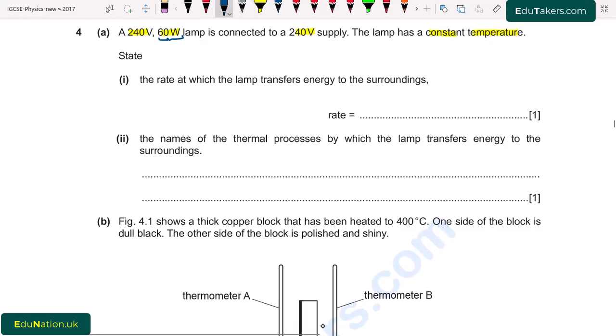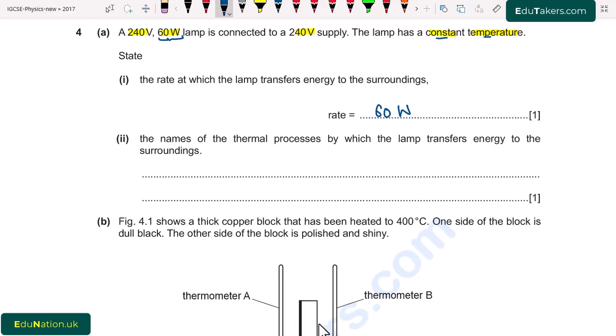So here we can see that the power is 60 watt, meaning that if the lamp is utilizing 60 watt of energy at constant temperature, then there must be 60 watt of energy transferring. It means that the lamp utilizes 60 watt energy, then this 60 watt energy will be transferred when the temperature is constant. So the rate at which the lamp transfers energy will be equal to 60 watt. I write here, 60 watt.